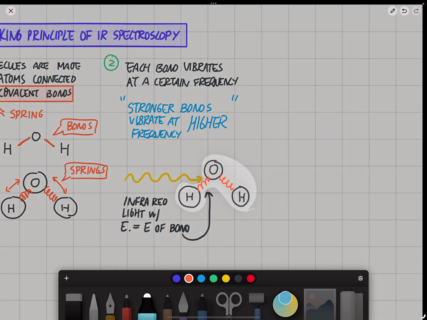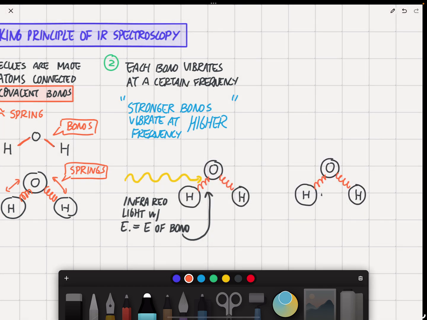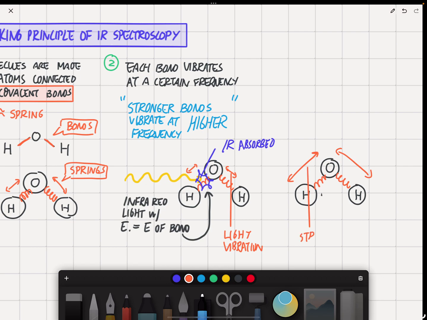So let's say at the beginning, the molecule is just vibrating very, very lightly, like that, before the infrared light gets inside. After the infrared light becomes absorbed, the bond will vibrate intensely, very vigorously, okay? So you have light vibration before, and now you have stronger vibration.